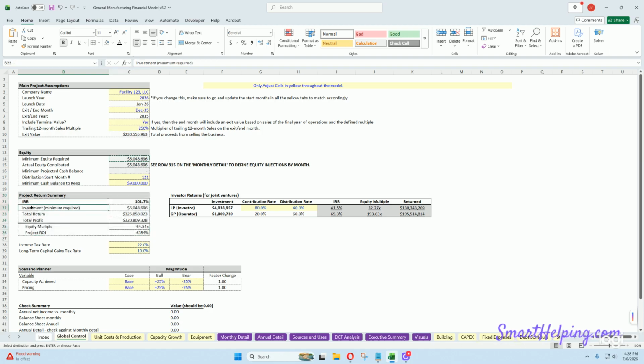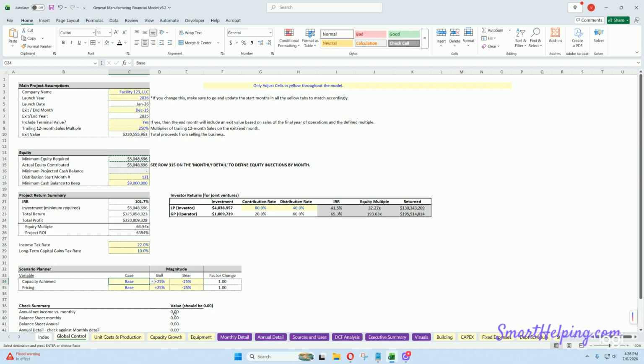Here's the minimum investment required. Here's the total return, profit, equity multiple, and project ROI over the period. This model does go up to 10 years. I added a scenario planner as well, so you can adjust capacity achieved and pricing.